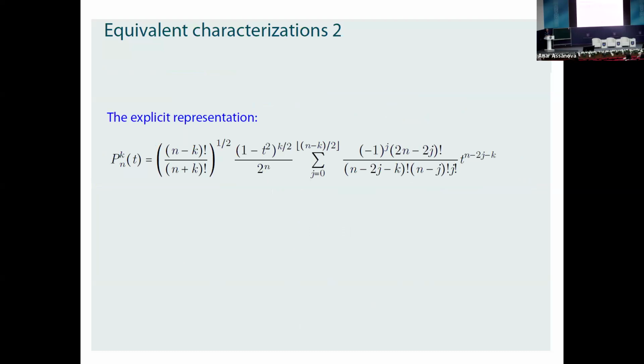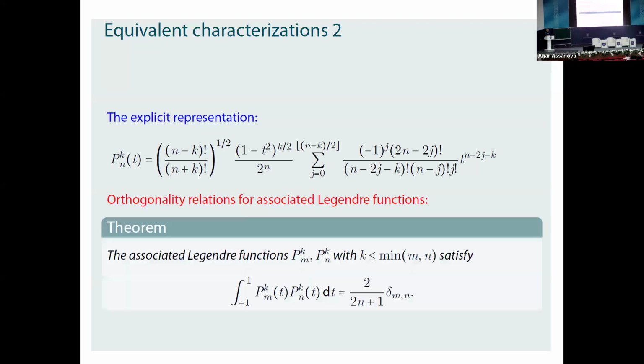And again, you have the explicit representation in monomials, which is more or less only there to complete the representation. In principle, we will never use such a formula in monomial representation.